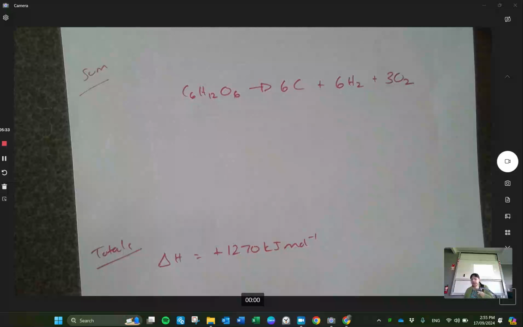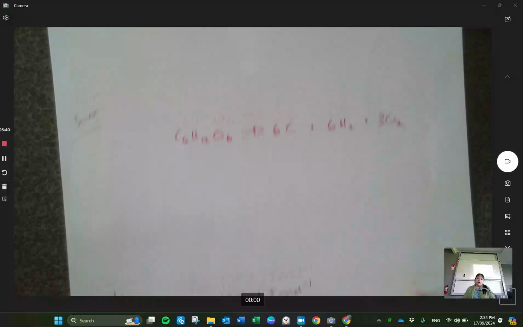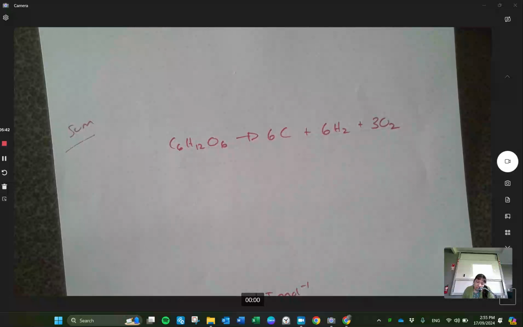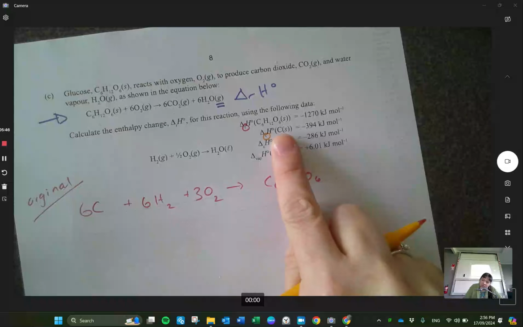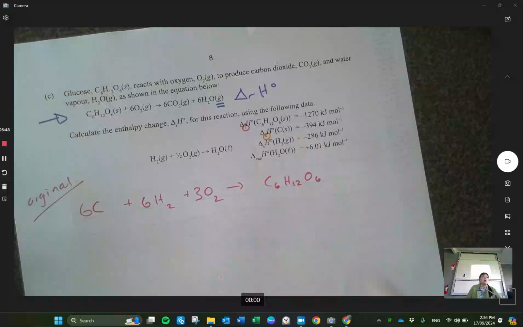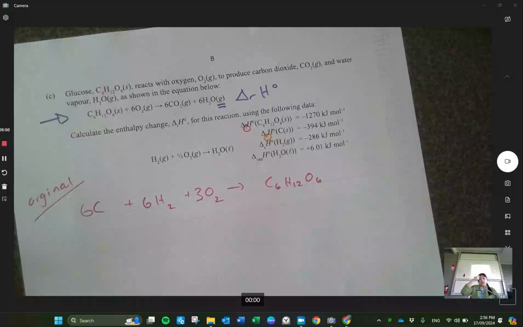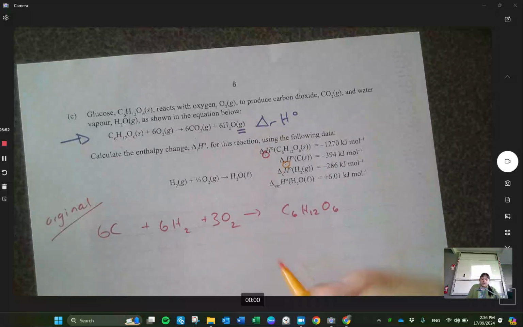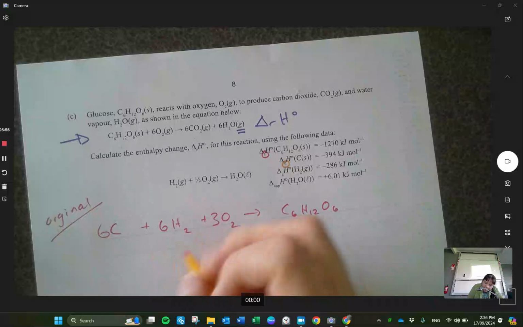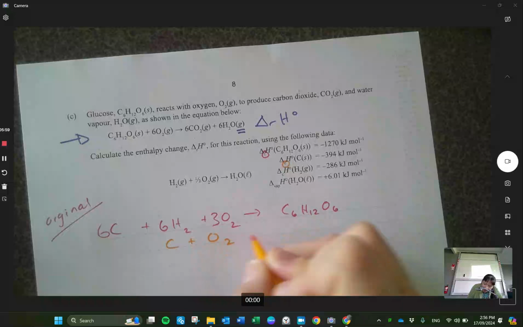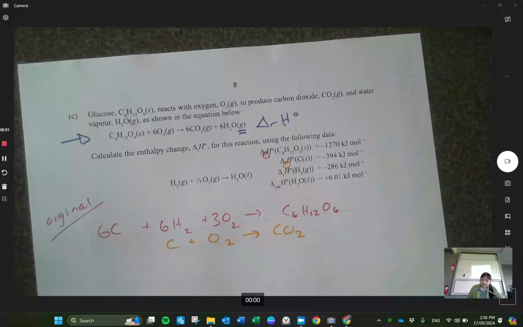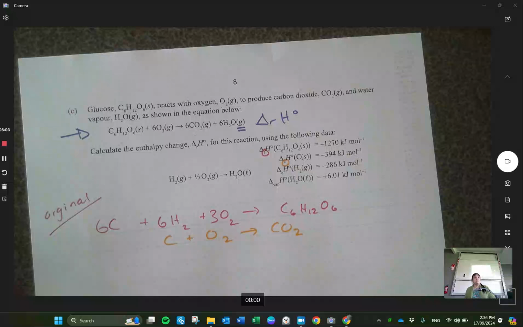All right, next one. How many equations we got? 1, 2, 3, 4. I'll do yellow. Okay. Ooh, actually, yeah, you got 4. Okay. Next equation here is the combustion of carbon. So that's going to be carbon with oxygen making carbon dioxide. So if I have my original equation, I would have C plus O2 equals CO2. Are we okay with that?